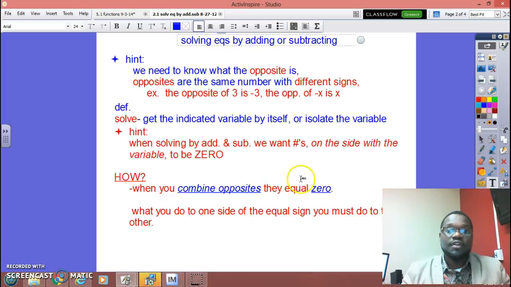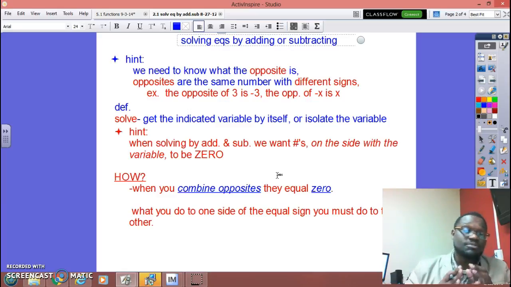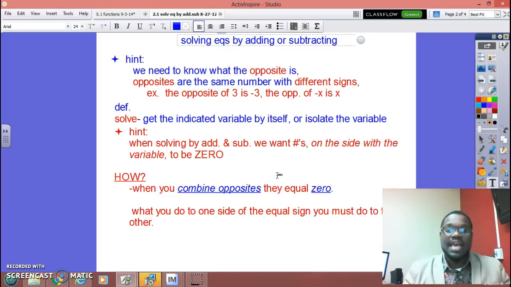So, very simply put, what we're going to do in order to solve using addition or subtraction, if the number is being added on the same side with the variable, then we subtract it. If the number is being subtracted on the same side with the variable, we're going to add it. But what you do to one side, remember you got to do to the other side of the equal sign. All this stuff is important.